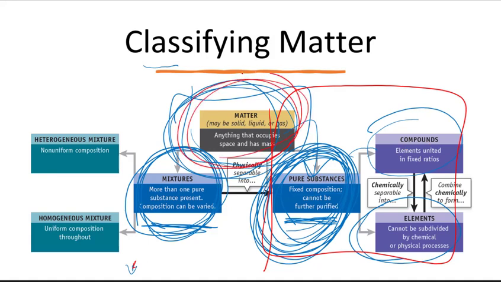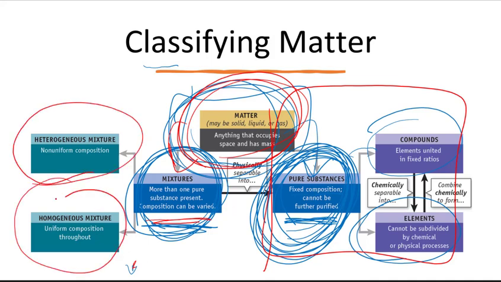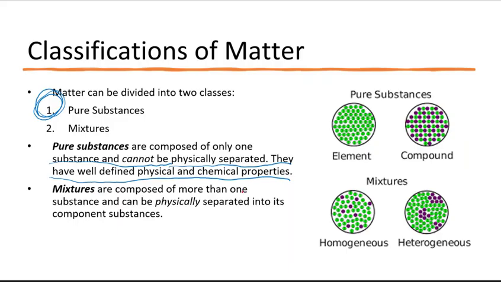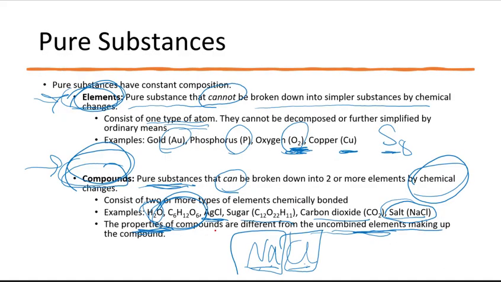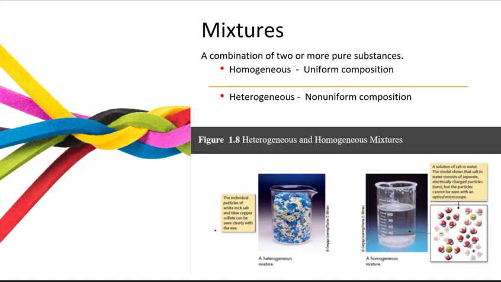But what if we have matter that's a mixture? A mixture is more than one pure substance, and the composition can be varied. We can have a heterogeneous mixture, or we can have a homogeneous mixture. Mixtures are composed of more than one substance that can be physically separated into its component substances. So let's look at what types of mixtures we can have.